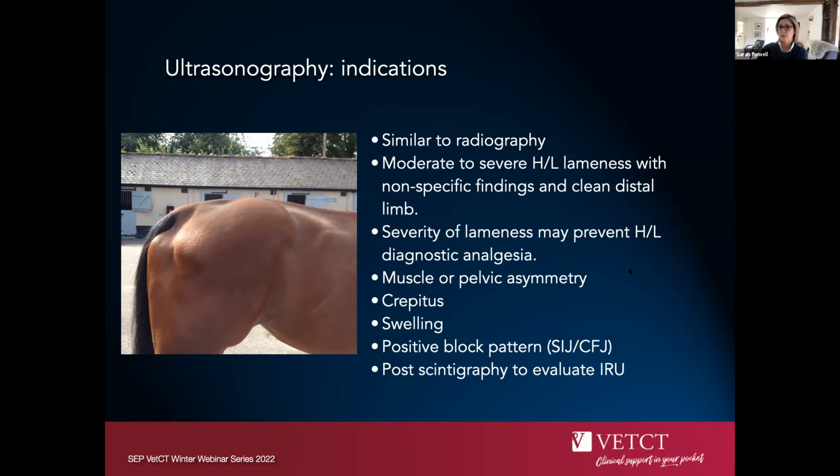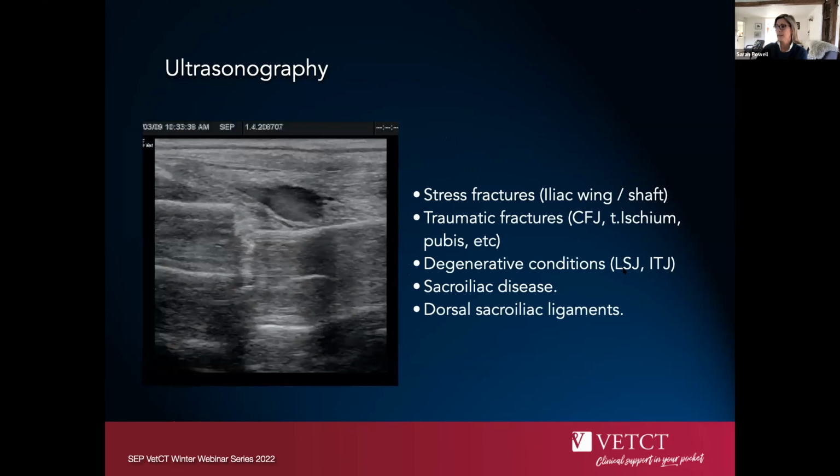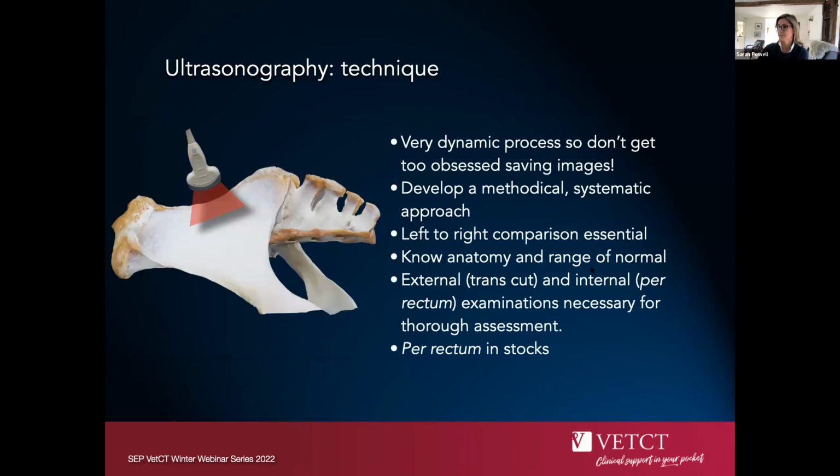And commonly also, if you have positive bone scan results, if you have some increased uptake in an area of the pelvis, then the most likely thing you're going to do the following day is an ultrasound scan to try and evaluate what that uptake means. So it's most useful for stress fractures, iliac wing and the shaft, and traumatic fractures of the pelvis. Also extremely useful for degenerative conditions such as the lumbosacral intertransverse joints and sacroiliac disease, and the dorsal sacroiliac ligaments, which are nice and superficial, so that you can get some good images of those.